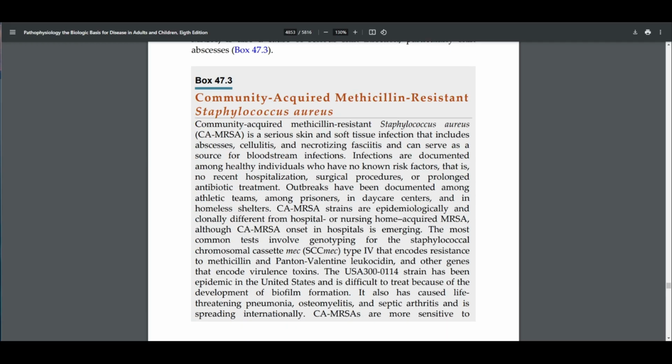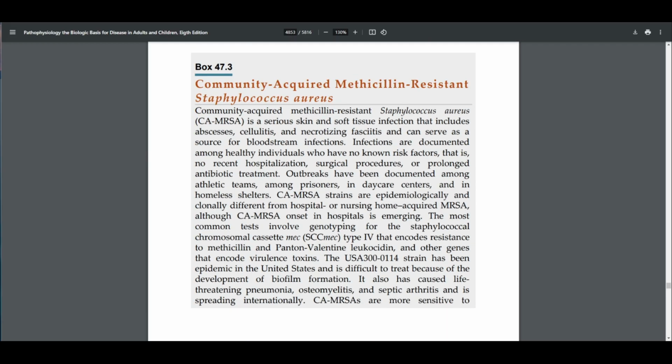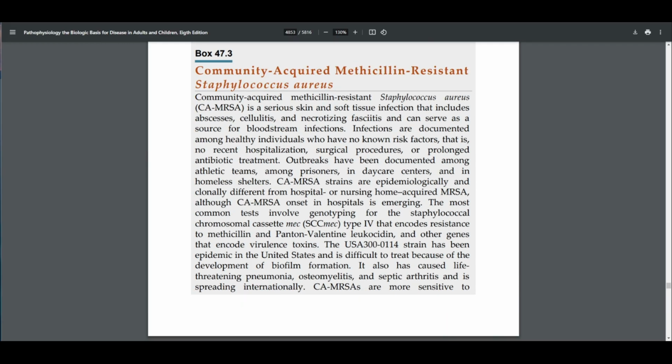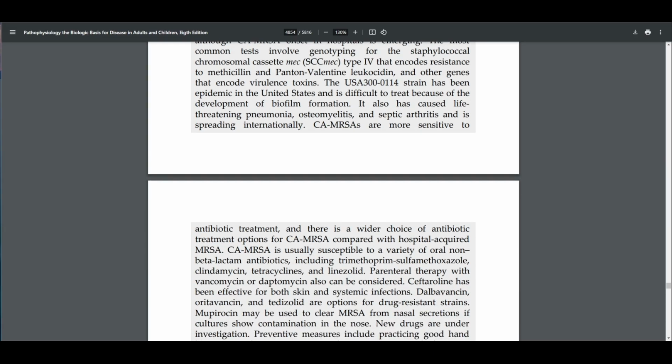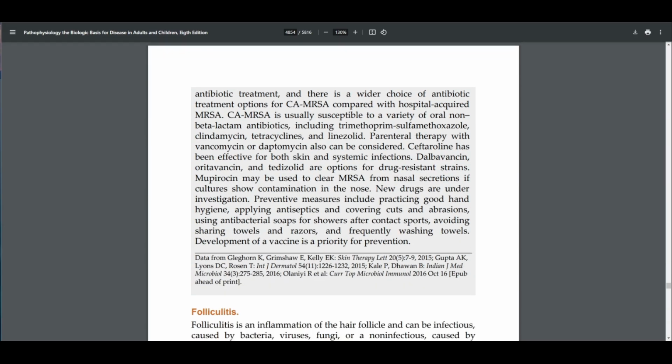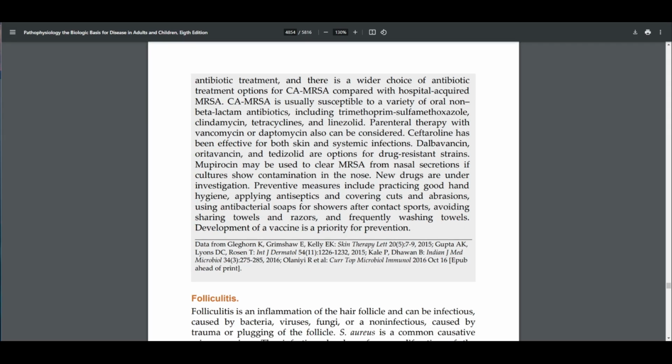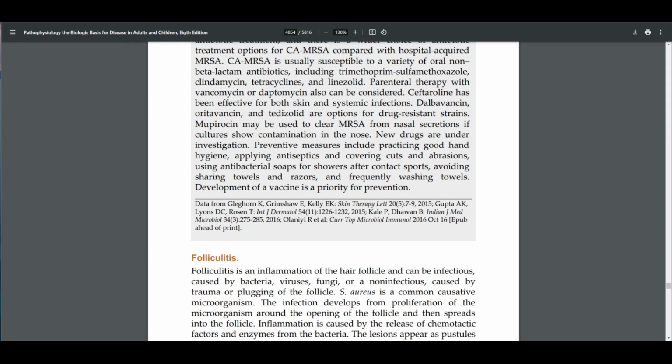So here is a box on community-acquired methicillin-resistant Staphylococcus aureus. Here is a great spot to hit pause if you wish to read about it. I'll leave both sides open so you can read the whole thing. But again, good spots to hit pause just to make yourself a little smarter.